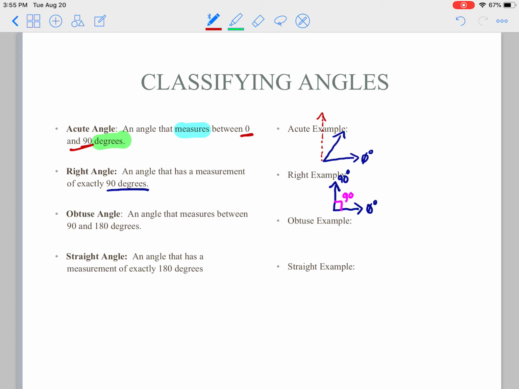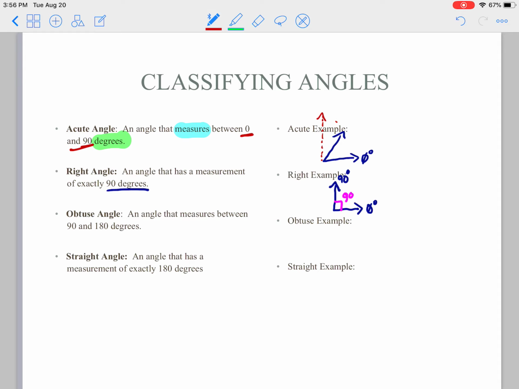It could be any value. It could be 10 degrees. It could be 20 degrees. It could be 89 degrees. It cannot be 90 degrees. It could be anything less. So a 90-degree angle is a right angle. Anything less than that between 0 and 90 will be an acute angle.